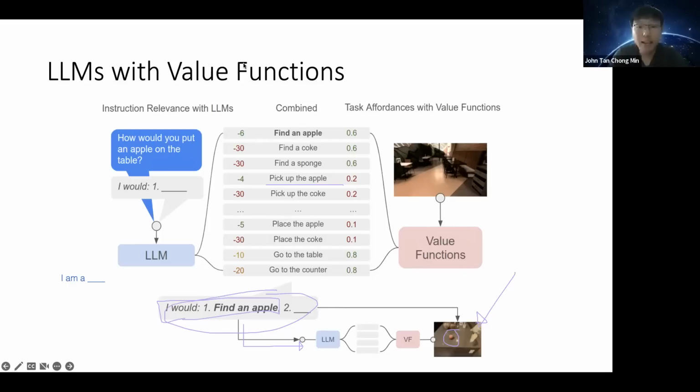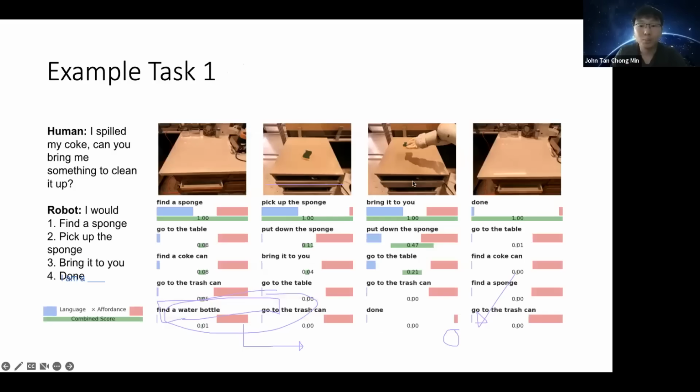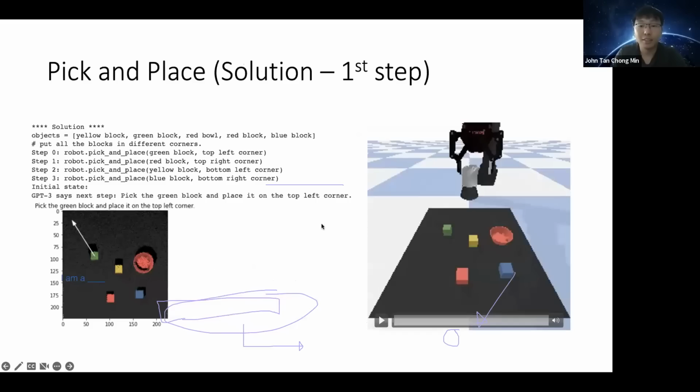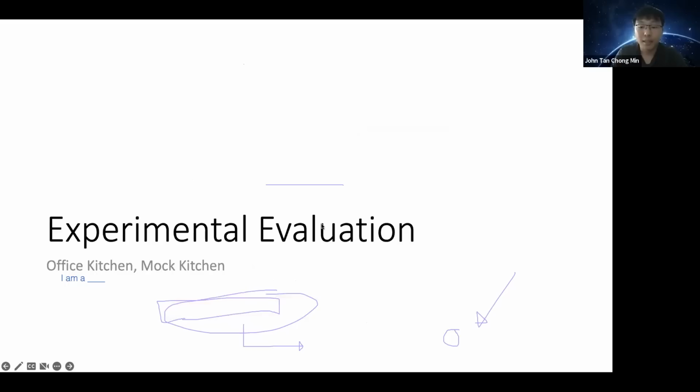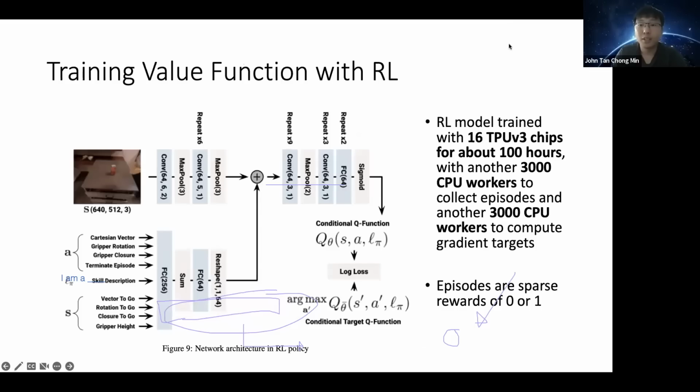Actually, there are some questions in the chat. How is the value determined? All right. Since you all asked about this, there's a slide on it. Let me zoom into the slide on the state value. There we go. This is how the value function was trained. I'd like to highlight that this process is highly inefficient. Just take a look at the amount of compute they use: 100 hours, 3,000 CPU workers to collect, and 3,000 to train the target.